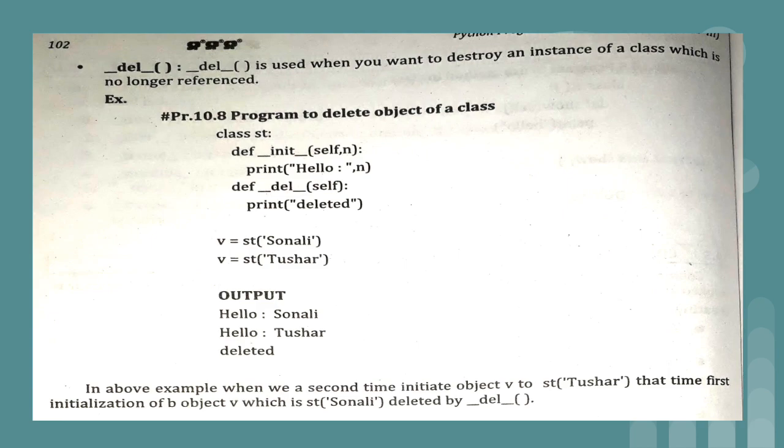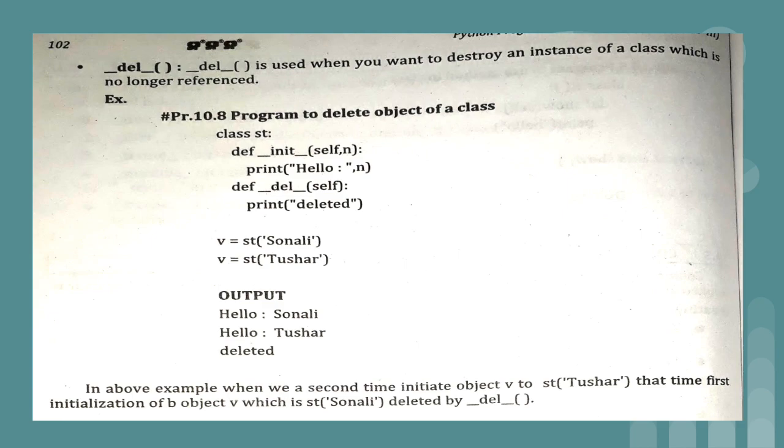And now, like the constructor, we have the concept of a destructor also. If you want to create a destructor in C++, we use the tilde symbol before the name of the class. Now, like init is used to create the constructor, we have del, double underscore del double underscore. This is nothing but the destructor, which is used to destroy an instance of a class which is no longer referenced. Now if you notice the program, in class st we have a constructor with one parameter, and there is a destructor. Again, the destructor should have self as a parameter.